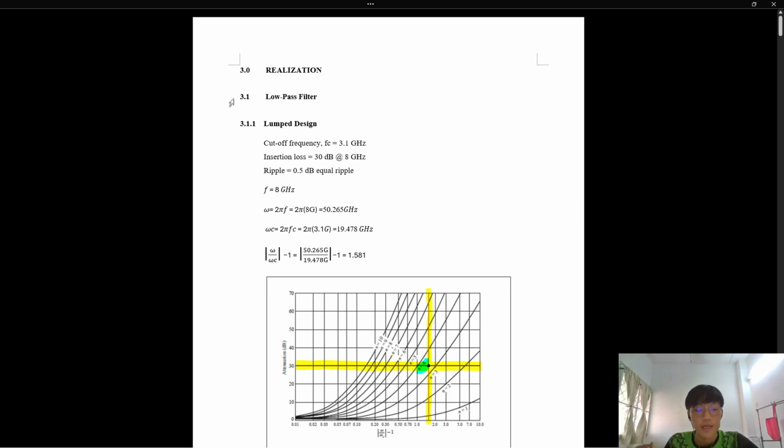Hi guys, now let's talk about chapter 3 for our assignment. For chapter 3, we have the low pass filter. For the low pass filter, there are two types of design, which are the lumped design and the distributed design. So let's take a look at the lumped design first.